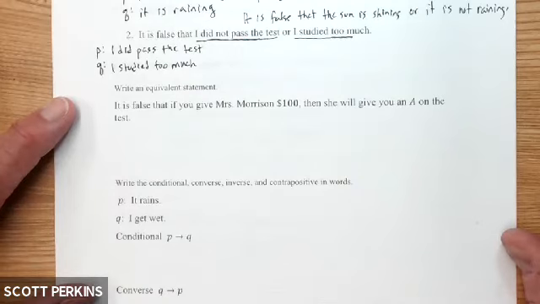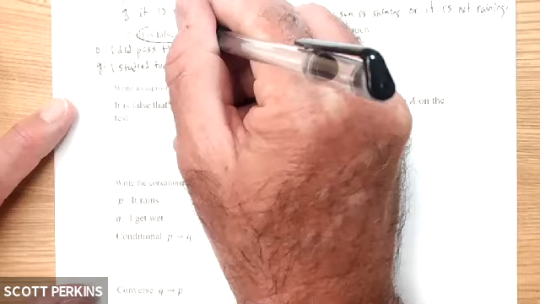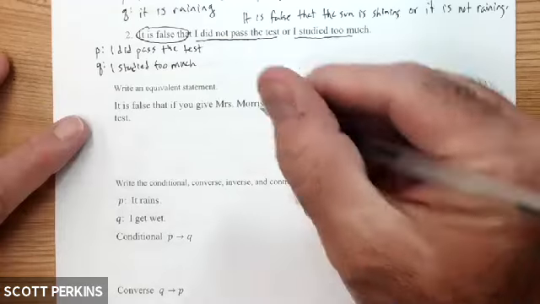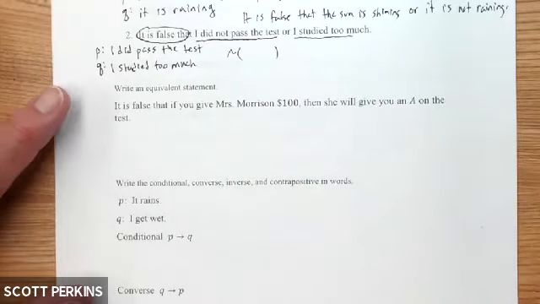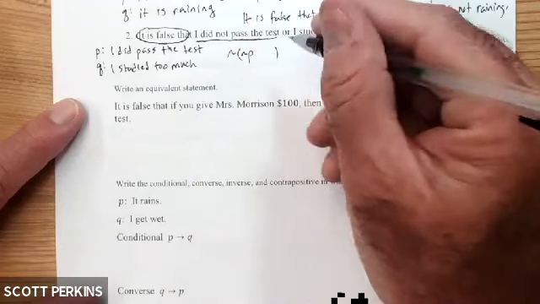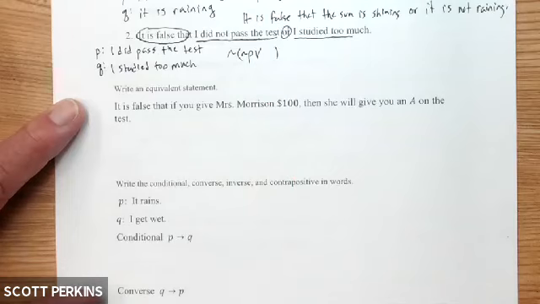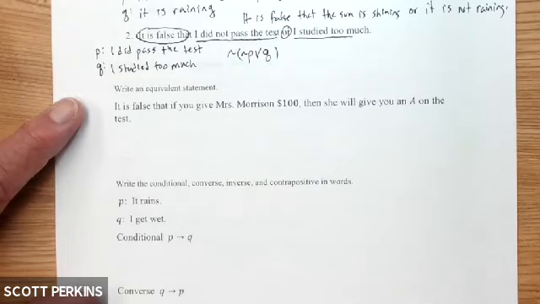Now what I'm going to do is write the statement that I was given symbolically. So it starts off with the words, it is false that. As we've seen this morning, the words, it is false that, mean I have a squiggly and then some parentheses. That's always what it means. I did not pass the test is squiggly P. The word or is the V, the disjunction. And then I studied too much is statement Q. That's what I was given.